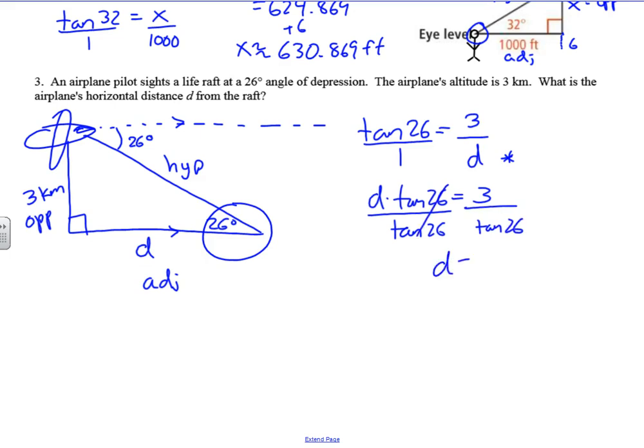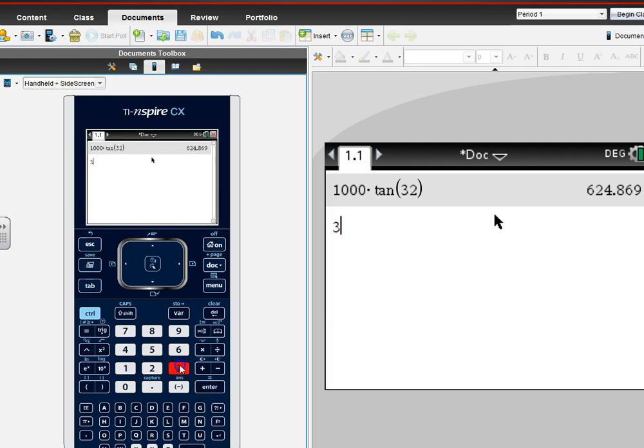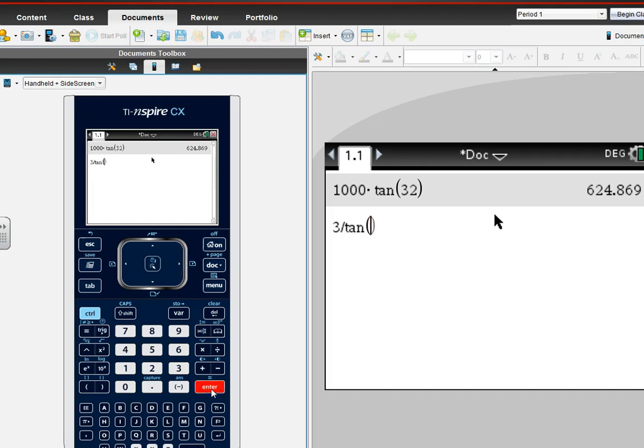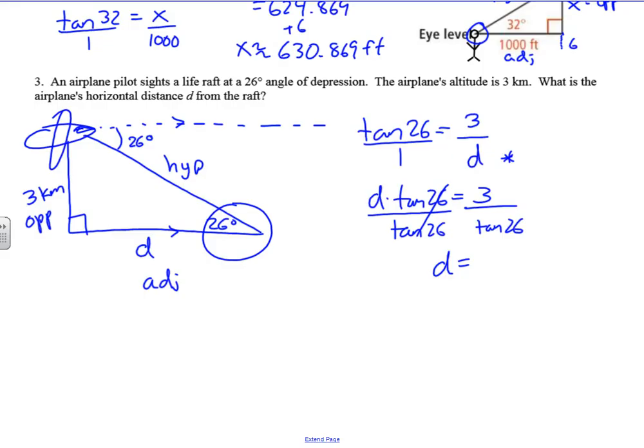So the distance is going to be 3 divided by the tangent of 26, which would be 6.15 kilometers. So the distance would be 6.15 kilometers.